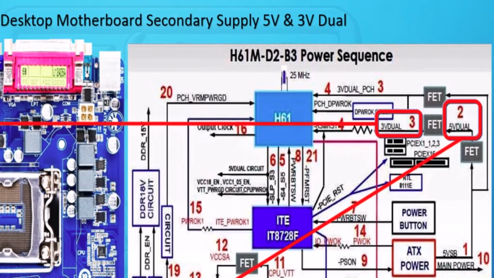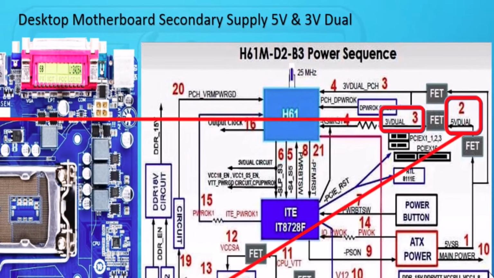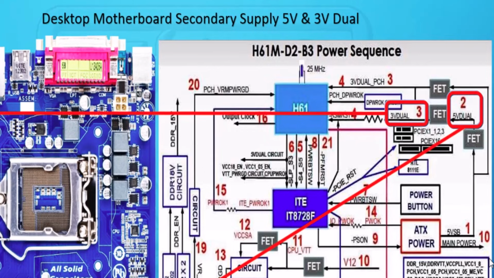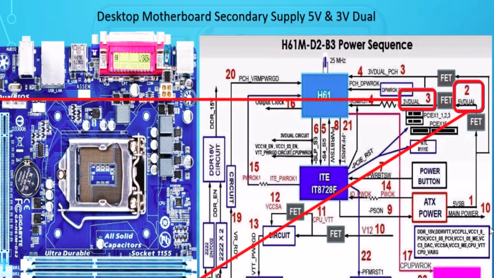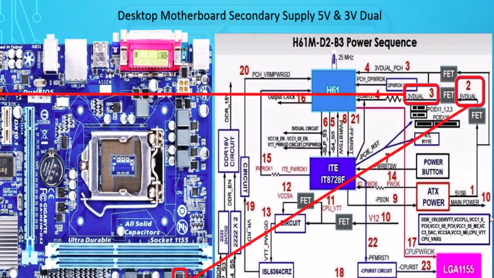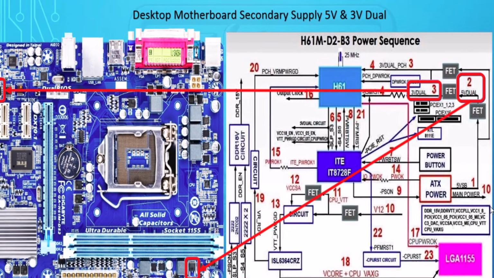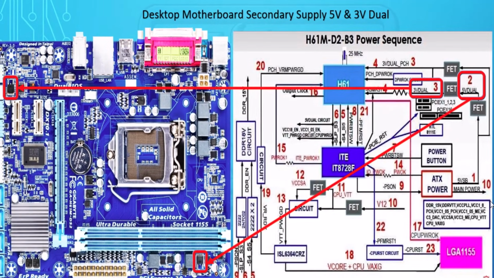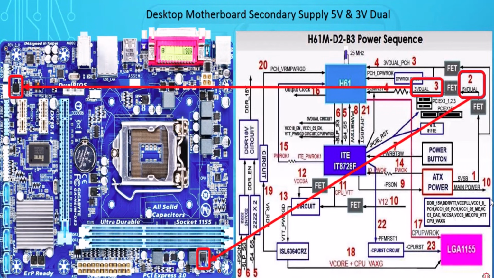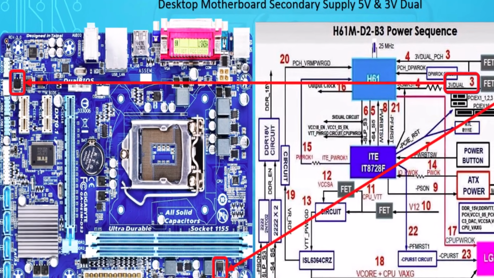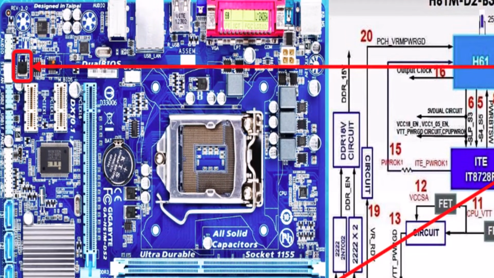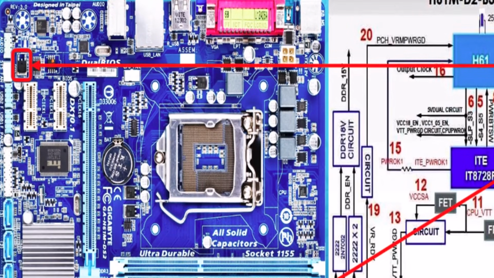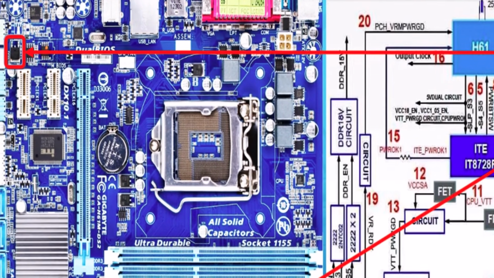At step 2, highlighted in the red box, a MOSFET converts this source into 5V dual. Immediately following this, at step 3, the voltage is regulated down to generate the 3V dual rail. Now, follow the red arrows connecting the diagram to the motherboard image. These arrows point to the specific MOSFETs responsible for this conversion. These transistors are physically located near the PCI slots in the bottom edge of the board.